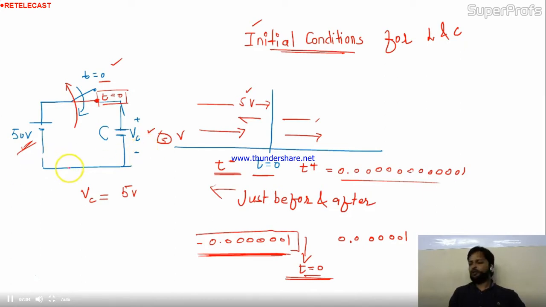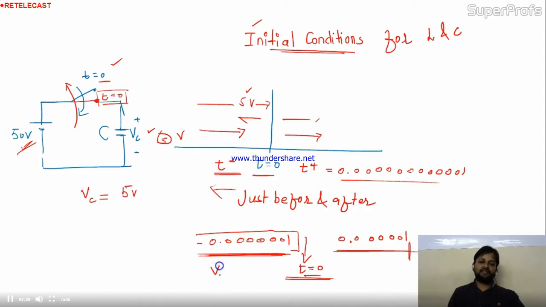Is it 50? No. Capacitor will oppose it. Up to what time? This much of time it will oppose. For a very little time the capacitor will oppose the change in voltage. So up to this time the voltage will remain 5 volt. Will remain 5 volt. Is it okay or not?